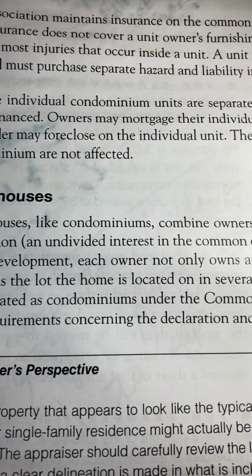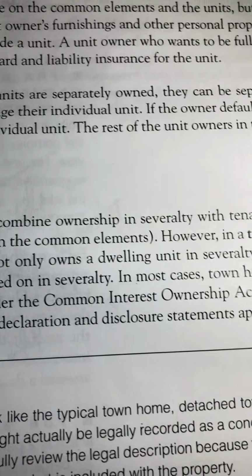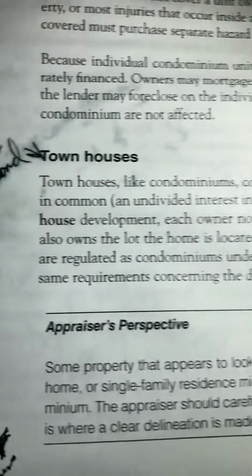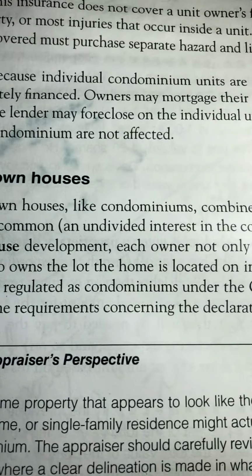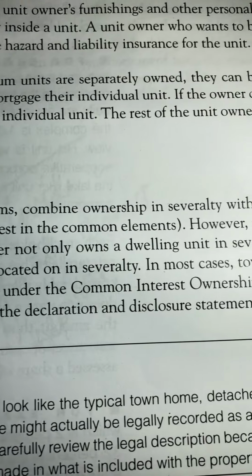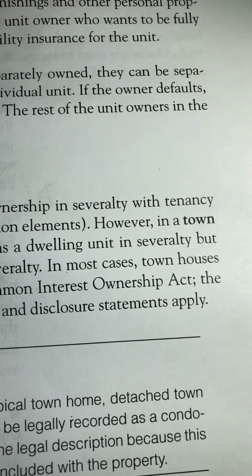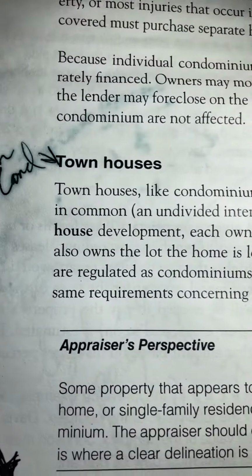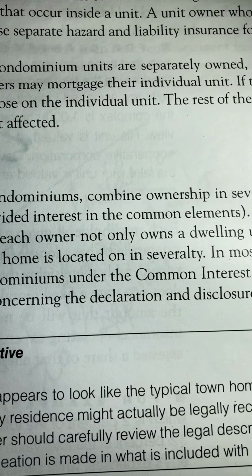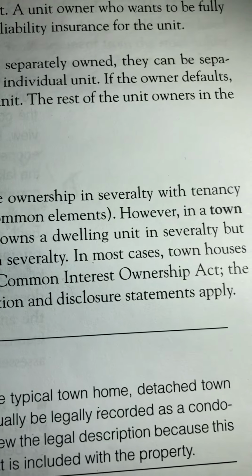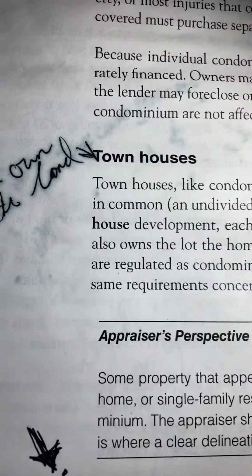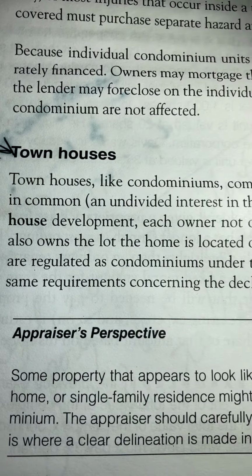Because the individual condominium units are separately owned, they can be separately financed. Owners may mortgage their individual unit. If the owner defaults, the lender may foreclose on the individual unit. The rest of the unit owners in the condominium are not affected.